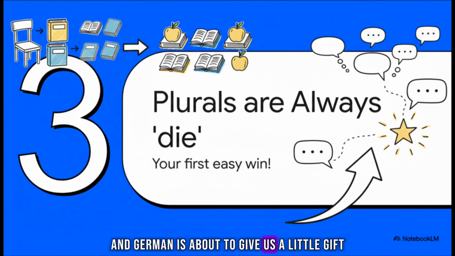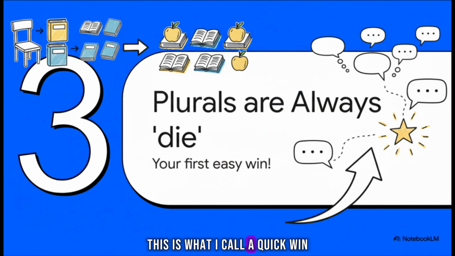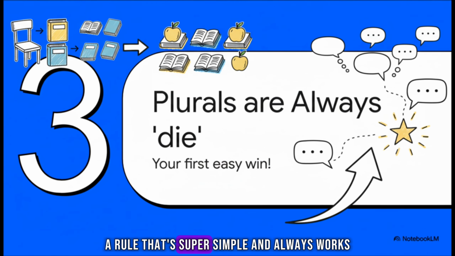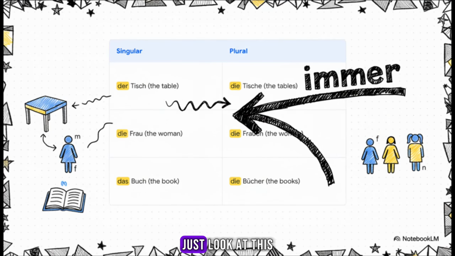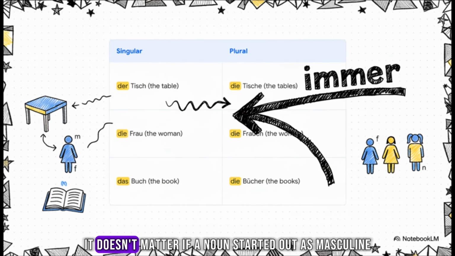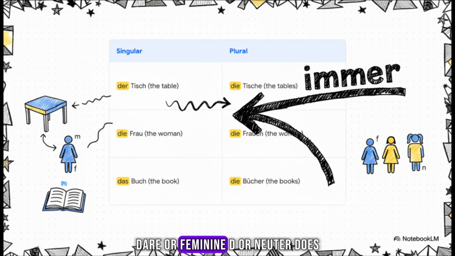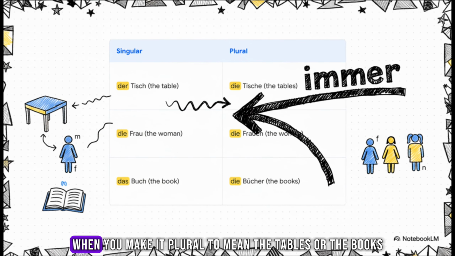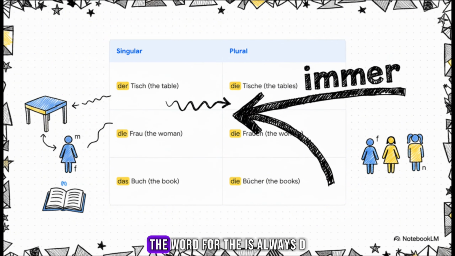And German is about to give us a little gift. This is what I call a quick win, a rule that's super simple and always works. Just look at this. It doesn't matter if a noun started out as masculine der or feminine die or neuter das. When you make it plural to mean the tables or the books, the word for the is always die.